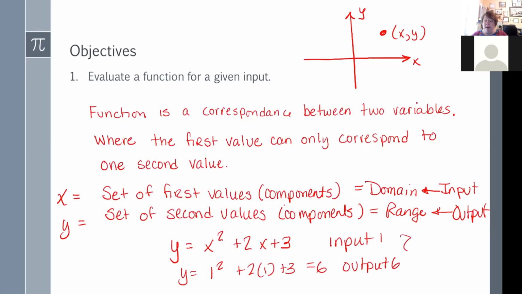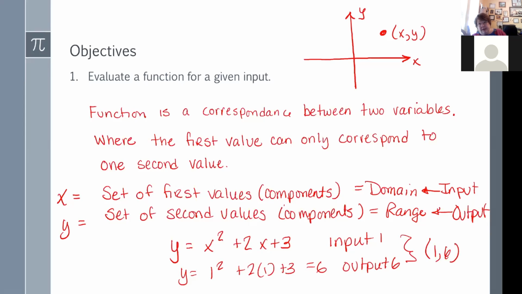And this input-output pair represents an ordered pair that's on the graph of whatever this thing is. So if you were to graph this, the point (1, 6) would be on the graph of this function.